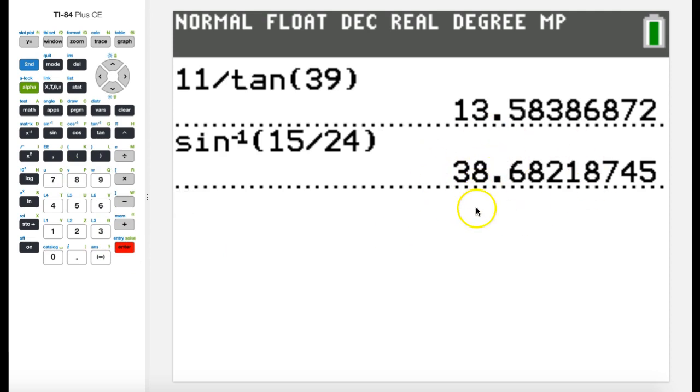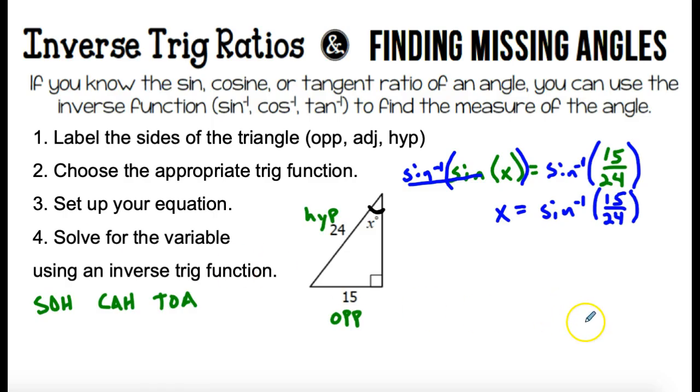That is the angle. Okay? So again, if I'm rounding to the nearest tenth, this would be 38.7, because I look at this value, and since it is 5 or greater, this number gets rounded up. So 38.7 degrees would be my answer here.